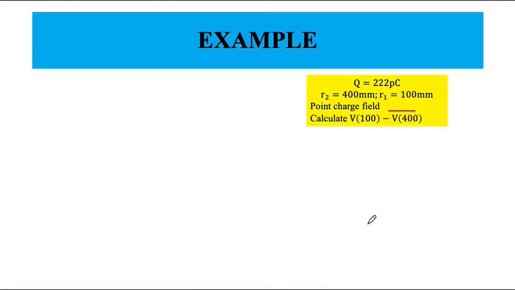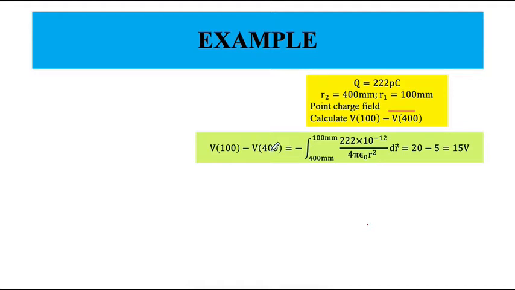One, you can write down the integral from 400 to 100. You can have q by 4 pi epsilon naught r square dr. Okay, so you just put the values. When you integrate, you will get the value 20 minus 5, that is 15 volts.